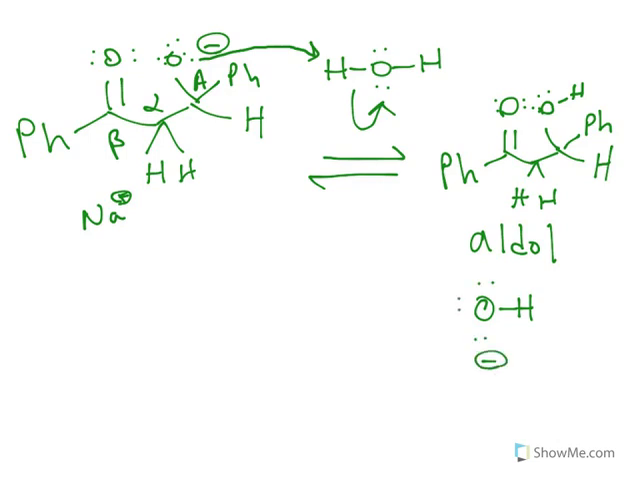So what it's going to do is it's going to grab an alpha proton, and then that alpha proton forms a pi bond between alpha and A. All right, we're going to get a double bond formed there, and that is our elimination or our condensation step. So condensation is the elimination of water in this case.